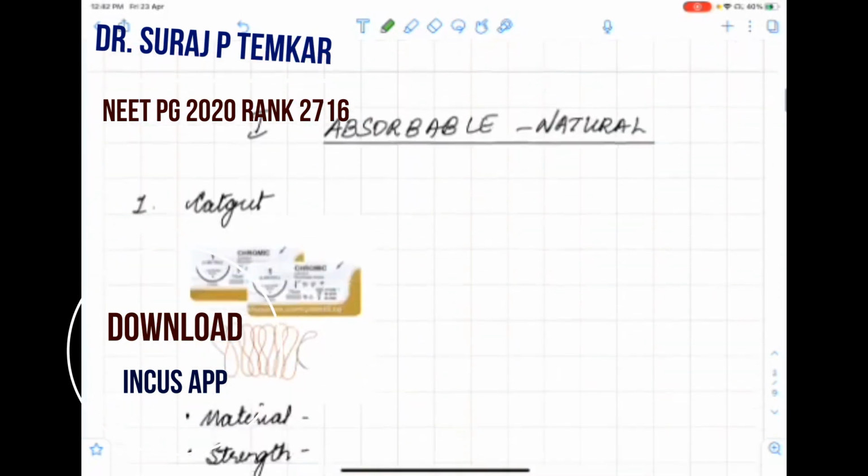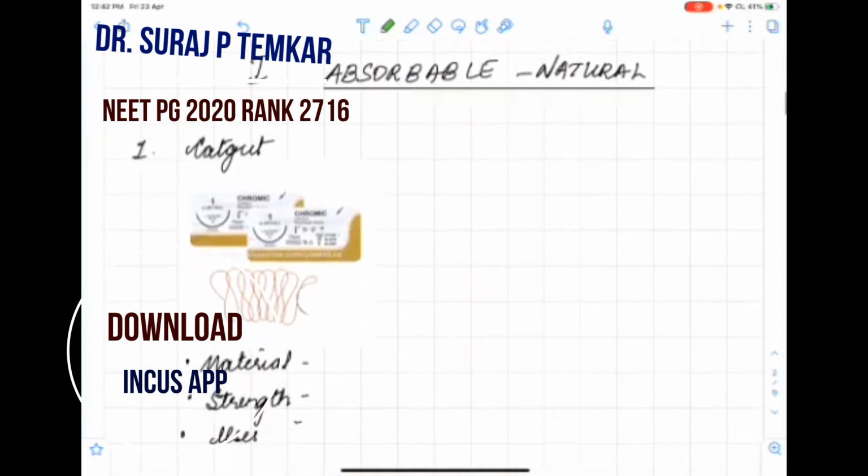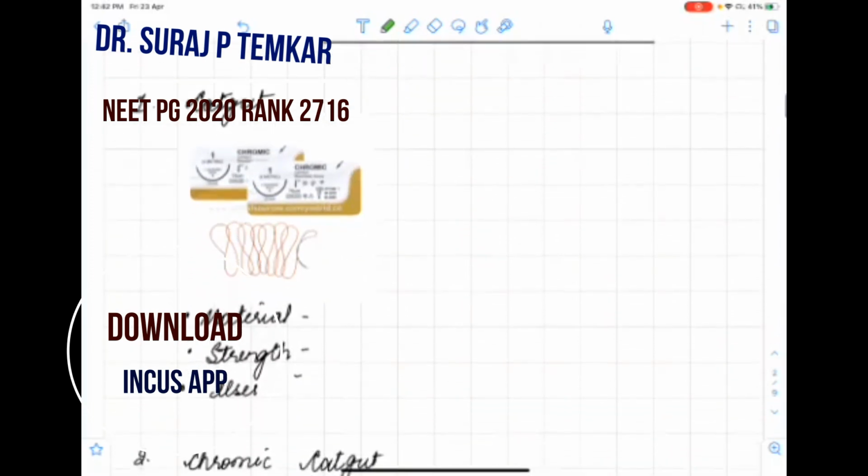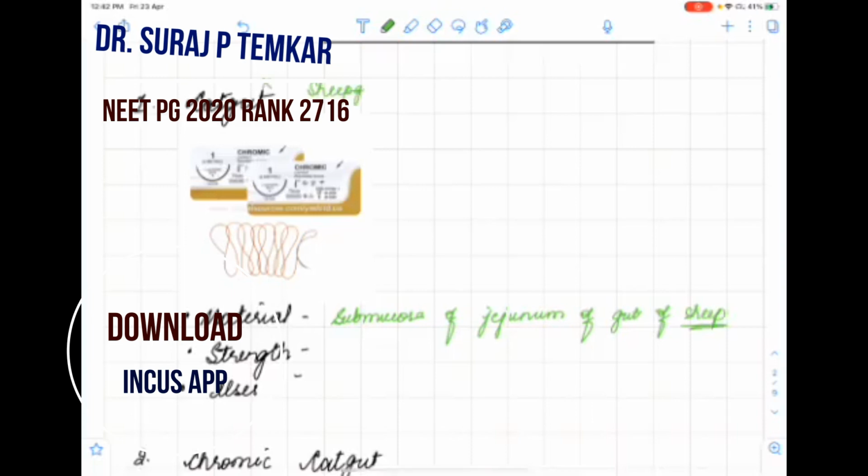So coming to the first one, that is absorbable natural. The first one is catgut. It is made from the submucosa of jejunum of the gut of the sheep. Yep, it's the sheep. It's from the gut of the sheep. So I usually remember it as sheep gut rather than cat gut, because usually graduates get confused, thinking it's derived from the gut of the cat, but it's actually from the sheep.